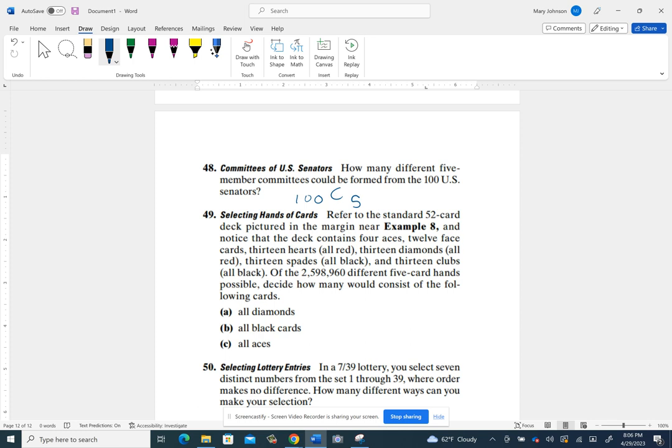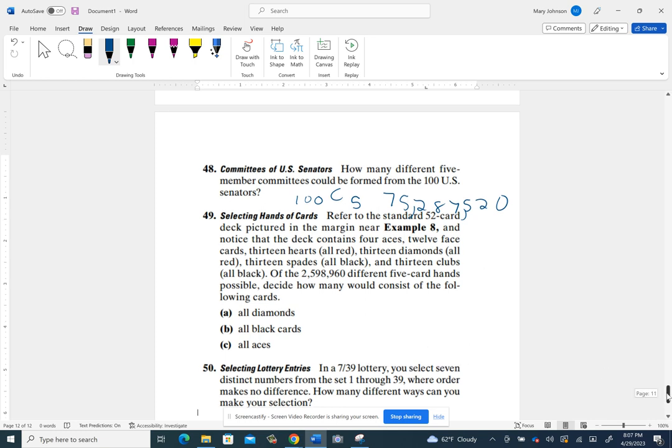So that would be 75,287,520 different committees.